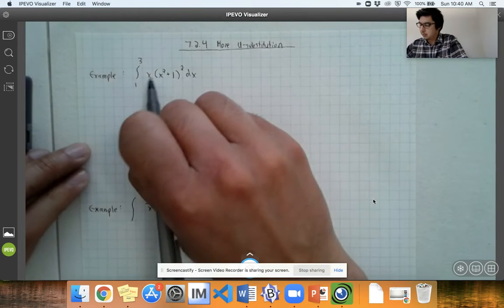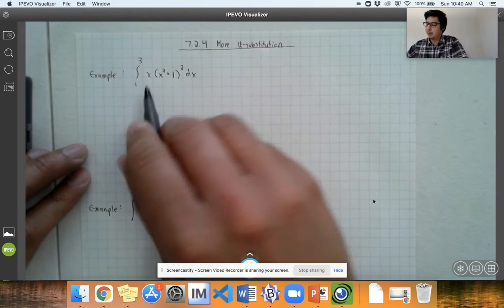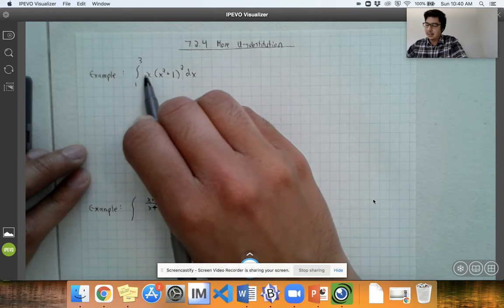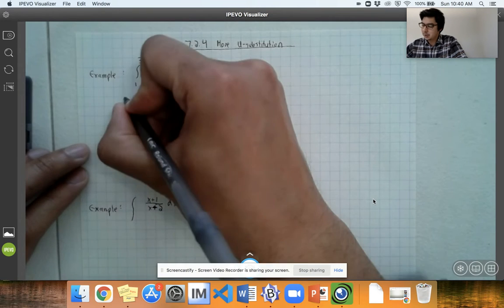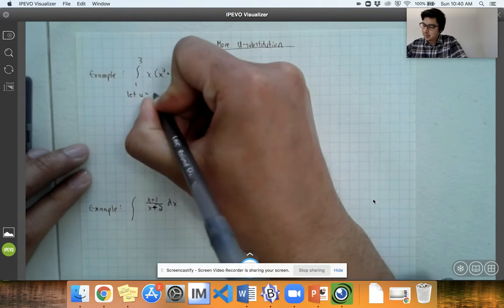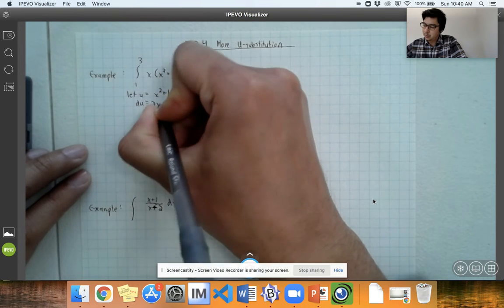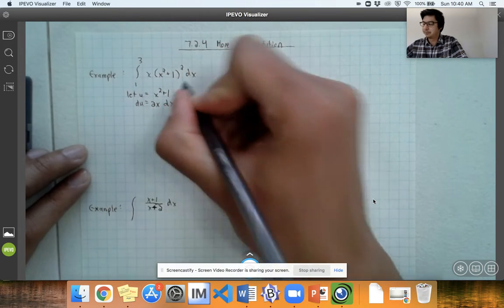Now, a bit complicated, and I could write it out, maybe simplify it, but what I do see right away is that the derivative of x squared plus 1 would be 2x. And that 2 is okay because we can account for that. So let's use u-substitution. Let's let u equal x squared plus 1. And then du would be 2x dx.